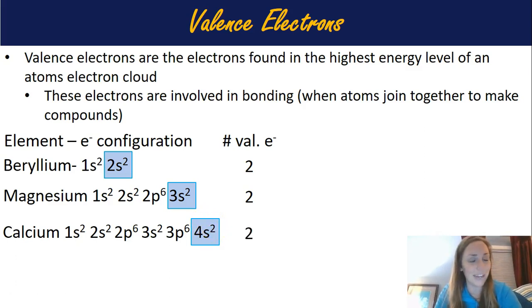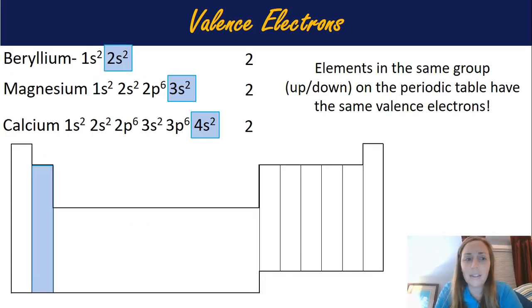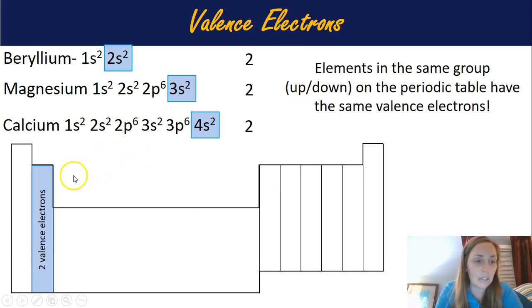Now, not everyone has 2 valence electrons, but let's look at something. Where are these on the periodic table? They are all in this group right here. And there's this rule: elements in the same group up and down on the periodic table have the same valence electrons. So anything you see in this group has 2 valence electrons. Let's figure out the rules for the rest of the periodic table so you can make some general ideas of patterns and be able to quickly figure out how many valence electrons an atom has.